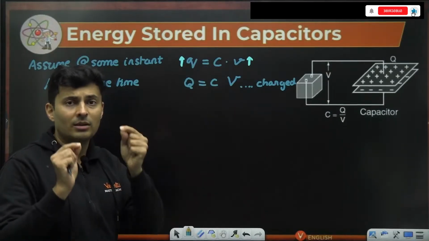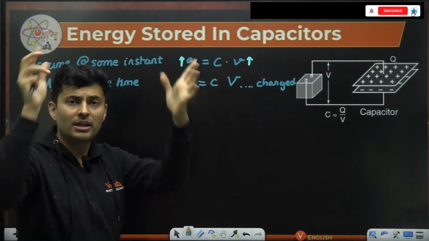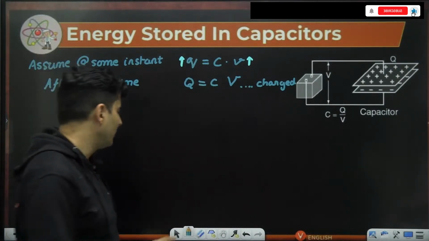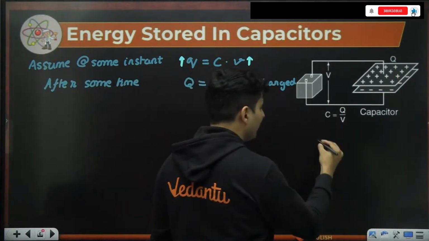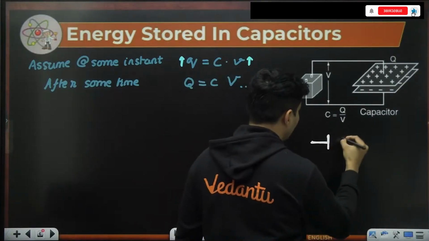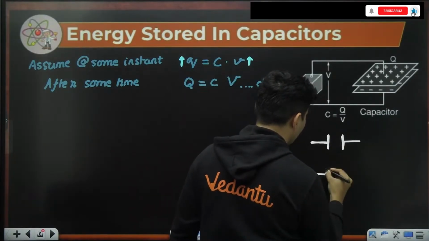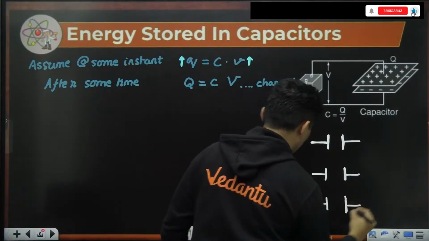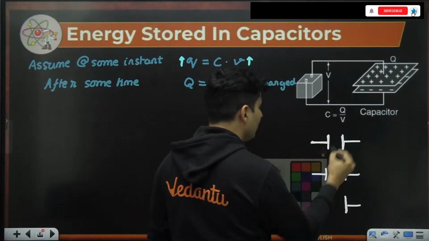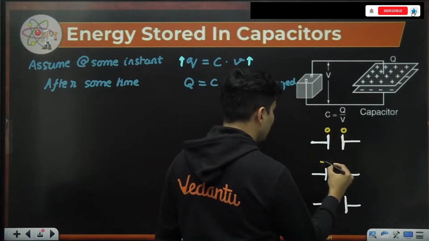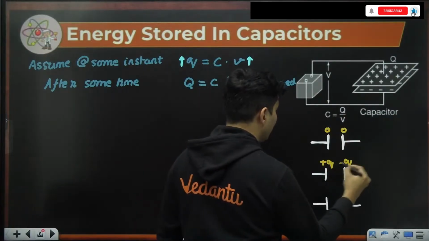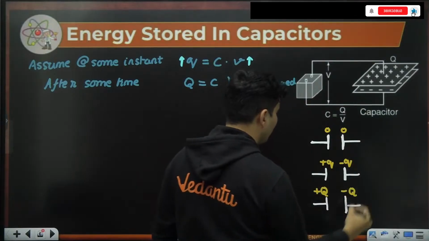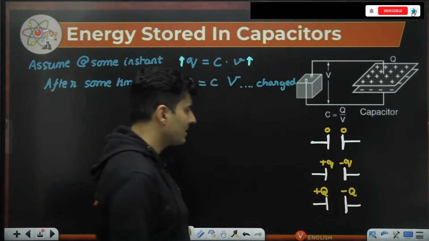Slowly, the voltage will start building up, and eventually the voltage will reach the final voltage across those terminals as the charge begins to build up. So if you see the different instances of the capacitor building up the charge, it will look something like this. Initially, there will be no charge over here. Then there will be some random charge which will keep growing, and eventually there is this plus Q and minus Q charge over here. This is at some instant.